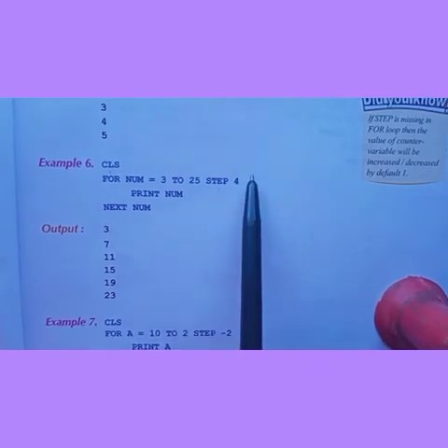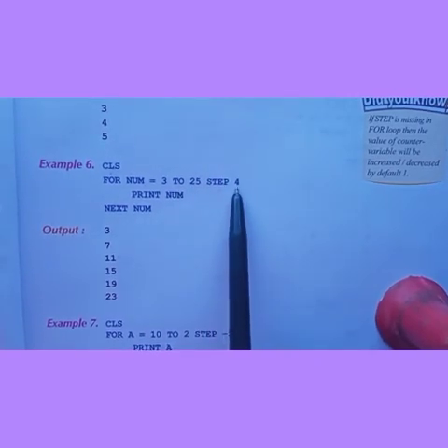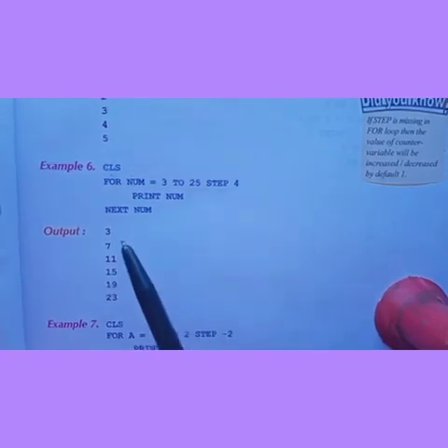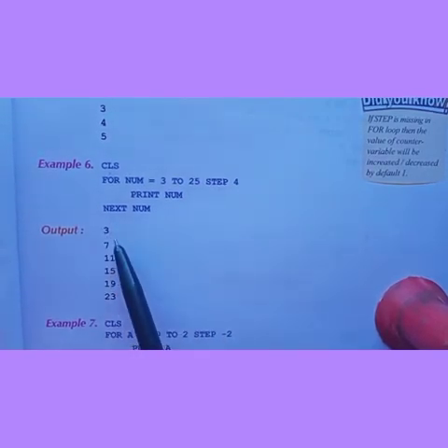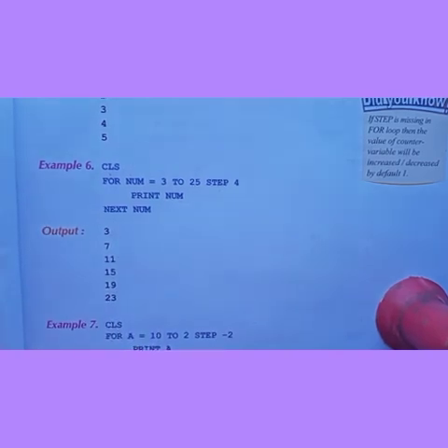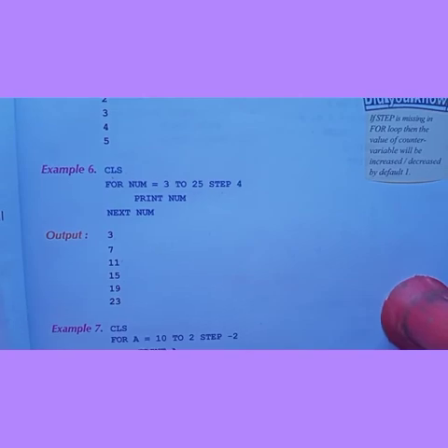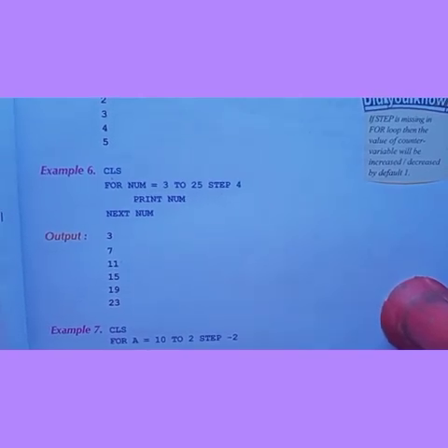Similarly, if you would have wanted to skip 2 values, you could have made it step 2. Then it will be somewhat like this: 3, 5, 7, 9 and so on. And if you make it step 3, it will be 3, 9 and so on.